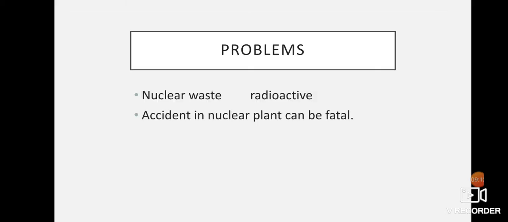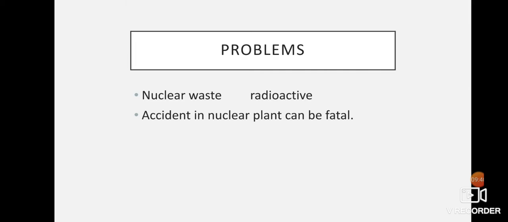Now, the problems of using nuclear energy. The biggest problem here is that the products after fission of nuclear fuel are also radioactive and they emit harmful radiation. These products are called nuclear waste. You can be asked a one word or one line answer here: what is nuclear waste? How to dispose of this nuclear waste is a big problem, and it is a big challenge for scientists.